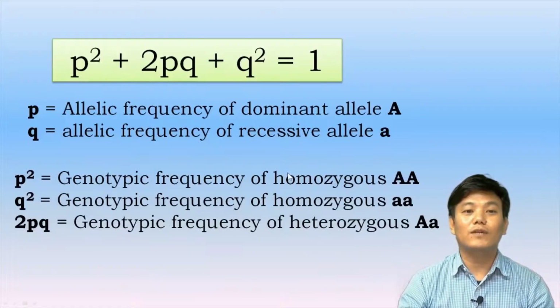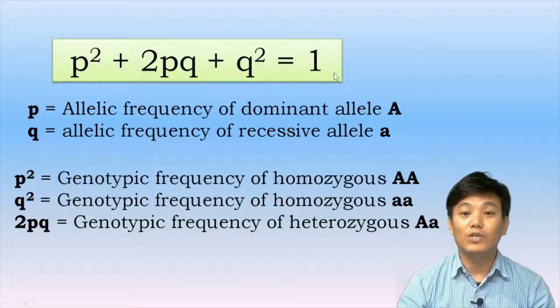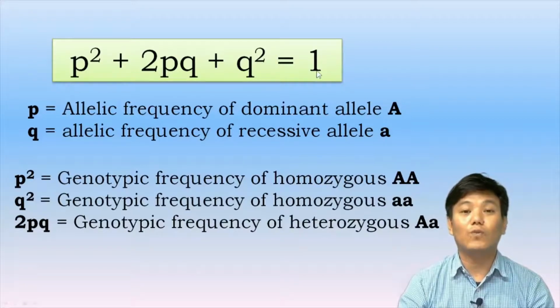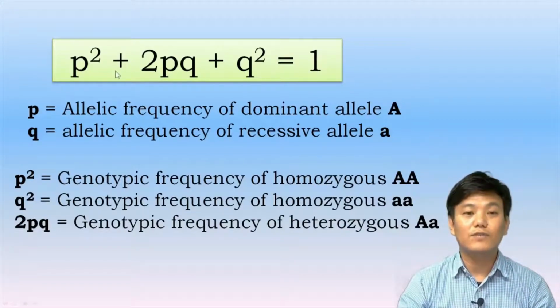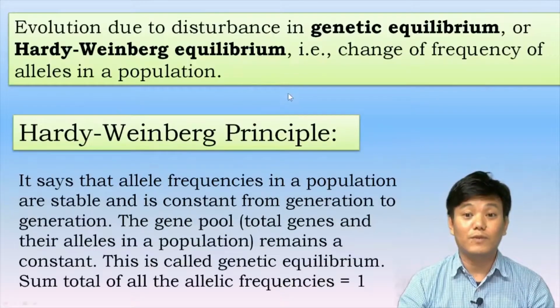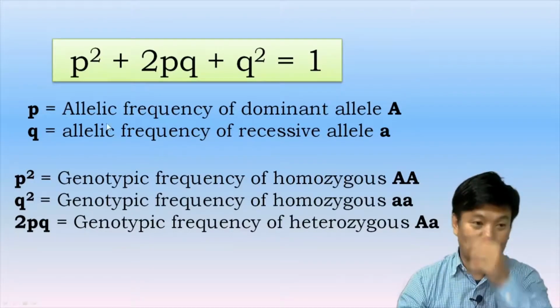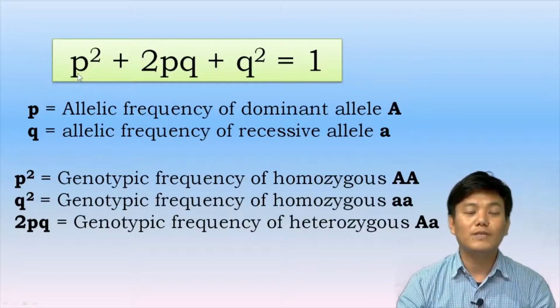Let's take a look at the Hardy-Weinberg equation: p square plus 2pq plus q square is equal to 1. This is derived from the previous statement, that the sum total of all allelic frequencies is equal to 1. So p plus q is equal to 1. If we square that, we get p square plus 2pq plus q square is equal to 1. Let us interpret this equation.